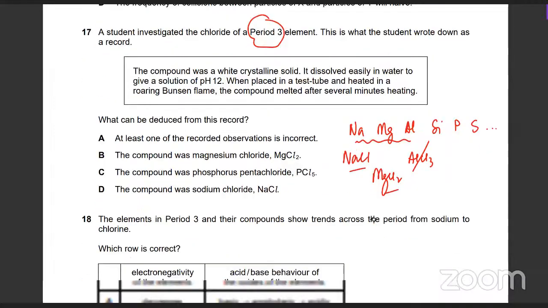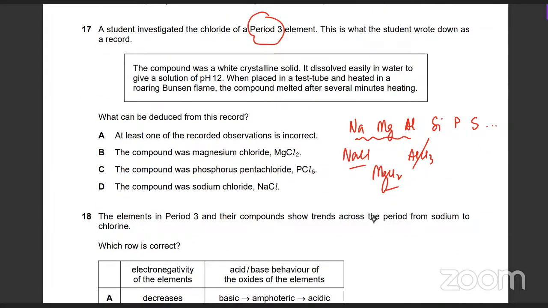White crystalline solids that melt after several minutes. What happens when NaCl is added to water? What happens to it? And what happens when MgCl2 dissolves in water? Both of them, they just hydrolyse, sir. They just dissolve. MgCl2 as well, it mostly just dissolves.